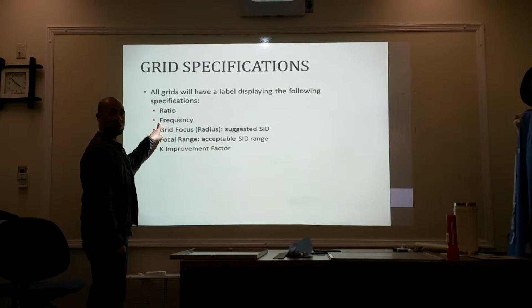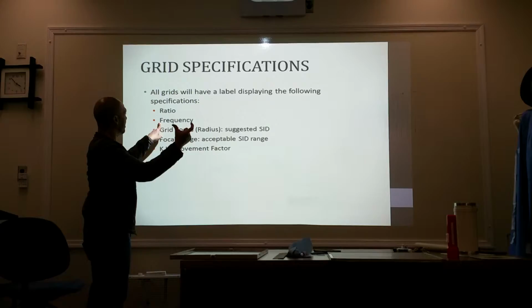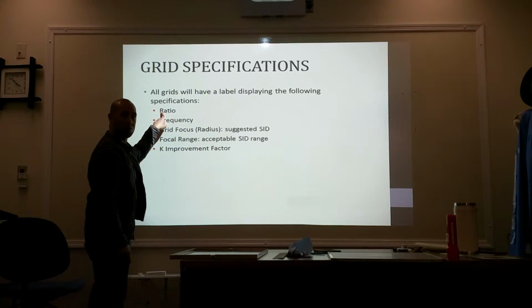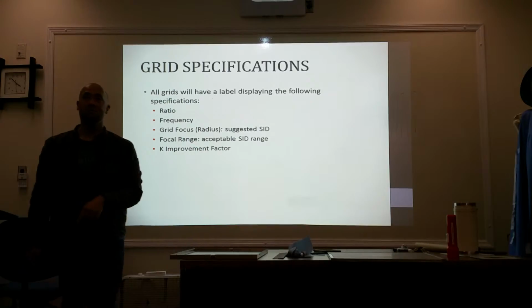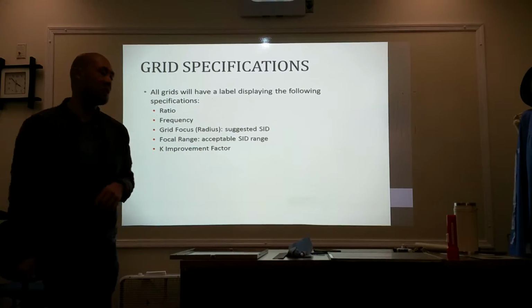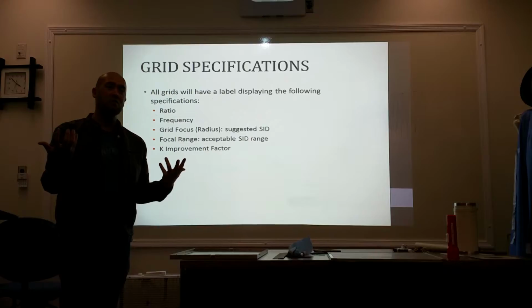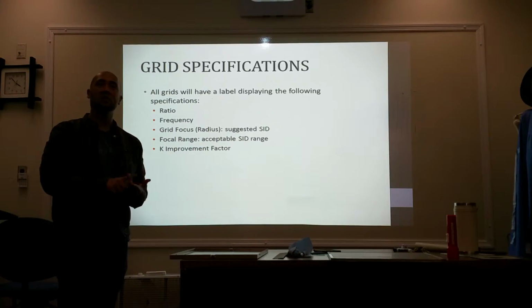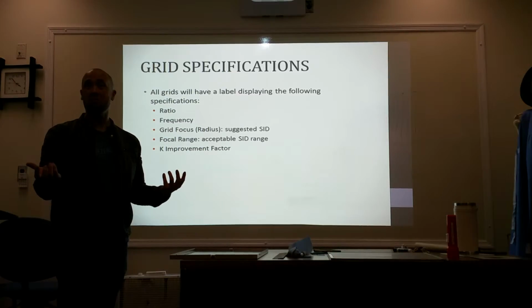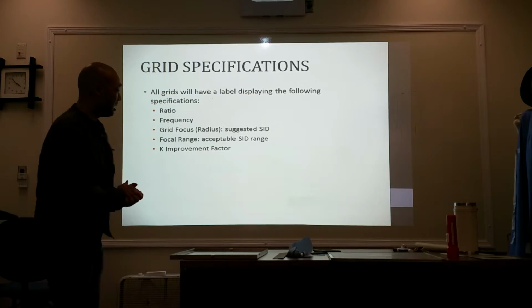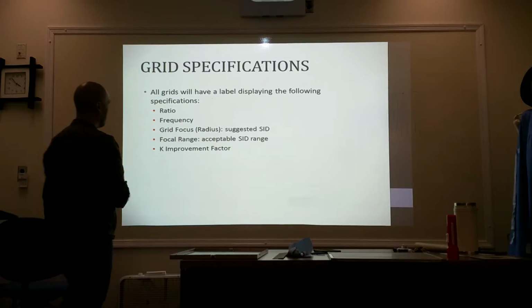Frequency refers to the number of strips for a given length. Ratio refers to height over distance. Okay? So again, with higher grid ratios, it's good, but higher technical factors, narrow margin of error. With lower grid ratios, okay, we don't bump up our technical factors that high, but our resulting image should be good, right? But it's not as great as a higher grid ratio.